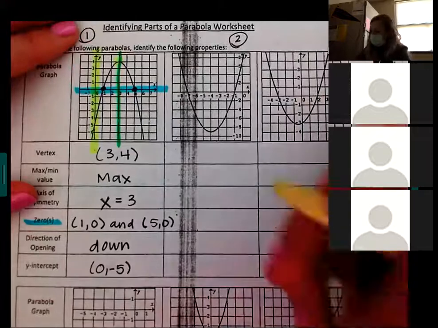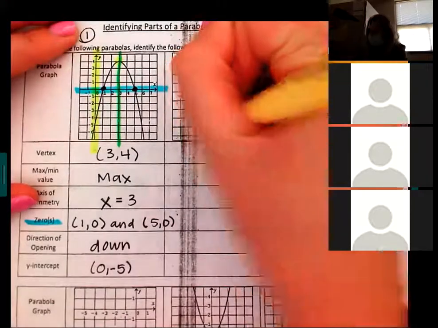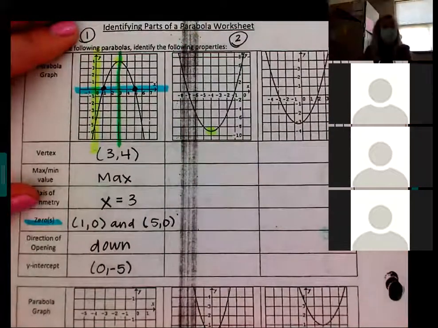Let's do number 2. Everybody look. Here's my vertex. Remember, it's the turning point. Can somebody tell me what that ordered pair would be?